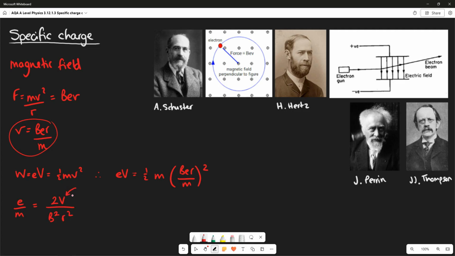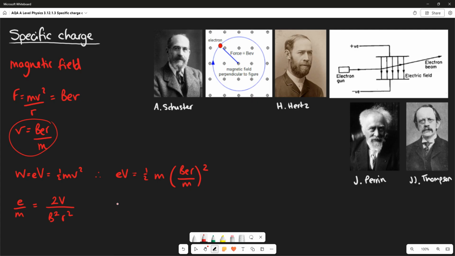The voltage that accelerated the electron into the magnetic field, the strength of the magnetic field, and the radius that the electron moves around are all known values, which means that he could calculate the specific charge. Now, at the time, he didn't realize that all of the work done to accelerate the electron went into its kinetic energy. So he thought that he was calculating a maximum possible value for the specific charge, when in actual fact, he was calculating the specific charge itself.